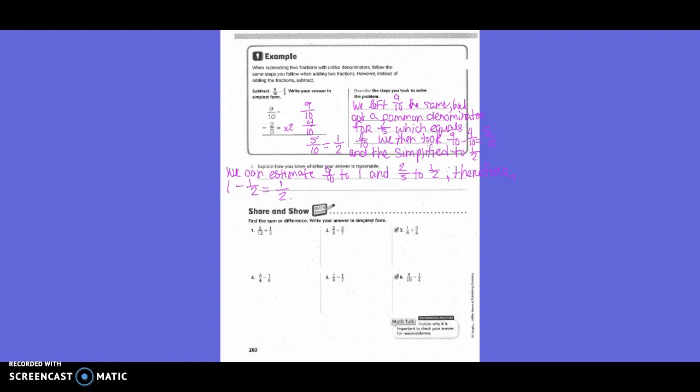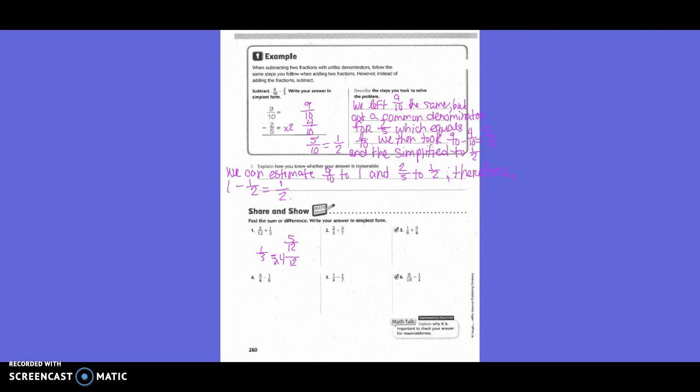Share and show. Find the sum or difference. Write your answer in simplest form. So 5/12 plus 1/3. Do we have to change both of those or just one? Just one. Which one are we going to have to change? 1/3. So we're going to keep 5/12 the same, but we need to change 1/3 into what's going to be our new denominator? 12. So how did I get from 3 to 12? Times 4. So what I do on the bottom, I also have to do on the top.